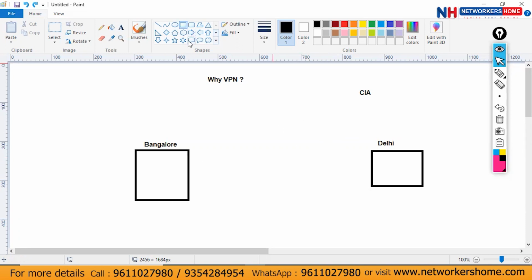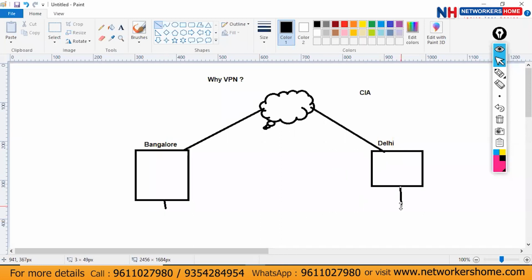So I thought, why don't I take the help of an ISP? I'll have a static public IP on this side and a static public IP on the other side, and behind them I have private IPs. So I'll create a tunnel between these two sides, and through the tunnel I'll communicate between these private IPs, securing my tunnel.